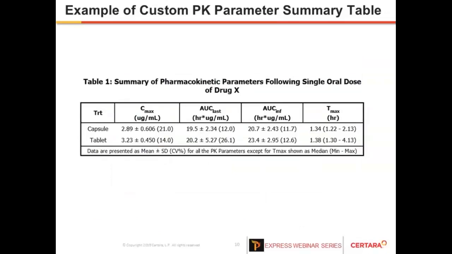Or maybe you're interested in presenting a pharmacokinetic parameter table like this one. This is one of the ones that we're going to be talking about today. So in here, you can see that, for example, parameters like Cmax, AUC last and AUC infinity, you have a mean plus minus standard deviation and a CV% in parentheses, all in one cell. And for Tmax, you have a median and a min and the max. So it's kind of a mixture of presentation in the table depending on the parameter. So this is one of the tables that we're going to be discussing today.